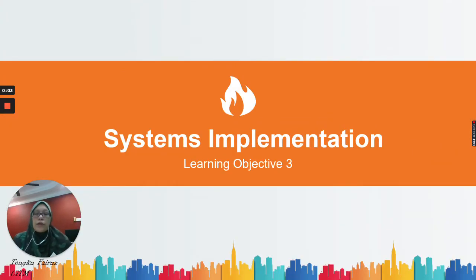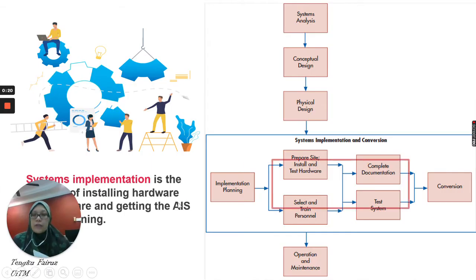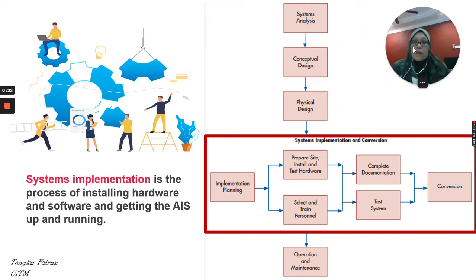Okay, so let's continue on the next one, learning objective number 3. So we're going to discuss what are the activities and the process involved in the system implementation phase. Okay, so this is the implementation. It's the process of installing hardware and software and getting the AIS up and running.